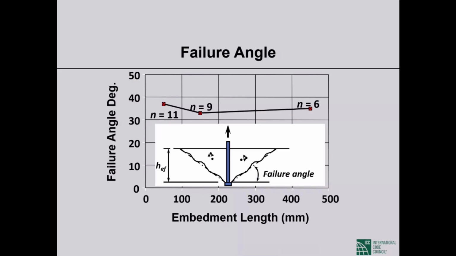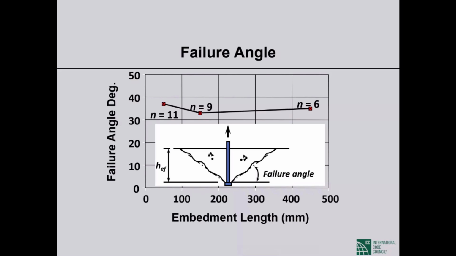These are basic differences between the concrete capacity design method and the 45-degree failure cone method that we used to use. Okay. So a truncated pyramid and the failure angle is 35 rather than 45 degrees.